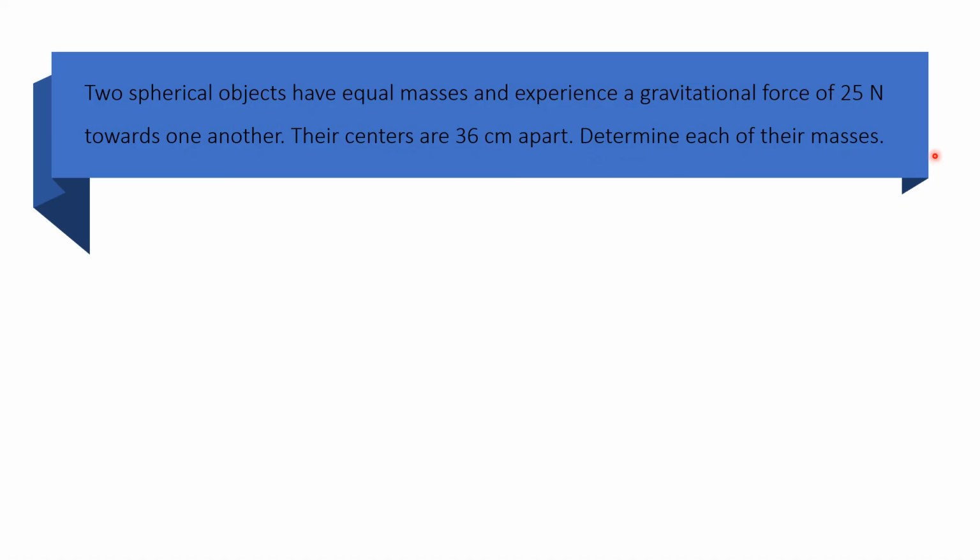Okay, before we proceed with the solution, let us take note that in finding the masses of this object, we have to consider the condition in the problem, which says that these spherical objects have equal masses. So instead of finding two masses, you just need to find one mass, and that is equivalent to the other one because they have equal masses.